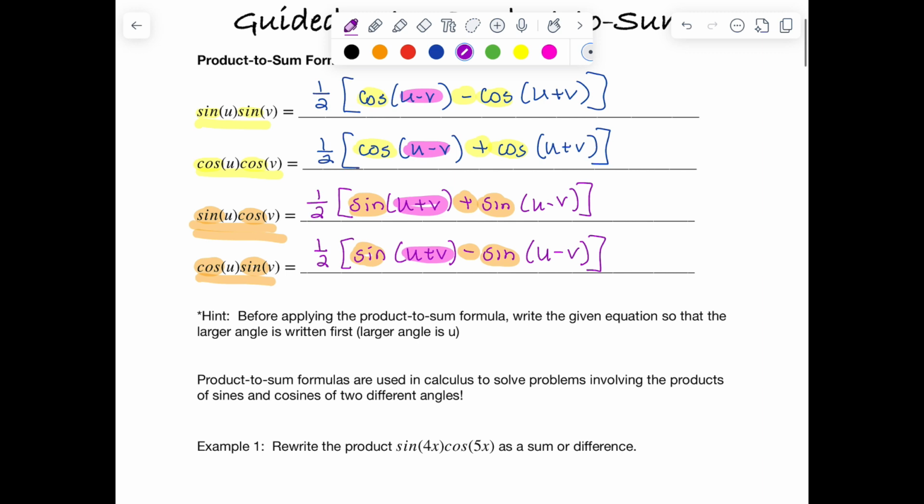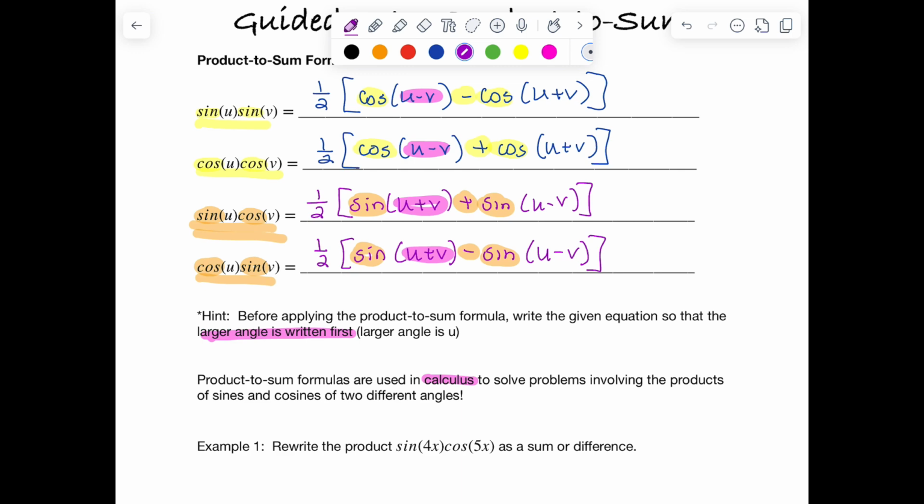One hint I would tell you is before applying this product to sum formula, I would rewrite my product so my larger angle is written first. It just makes it easier and you have to deal with less negative angles, and it's easier to evaluate these on the unit circle when they're positive. And we will use this a lot in calculus class, so we're just kind of introducing the topic this semester. So let's try our first example.